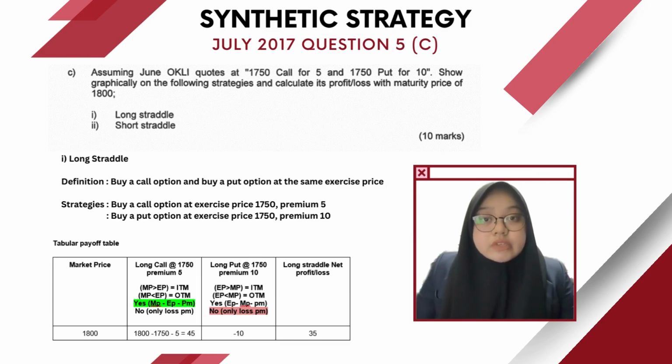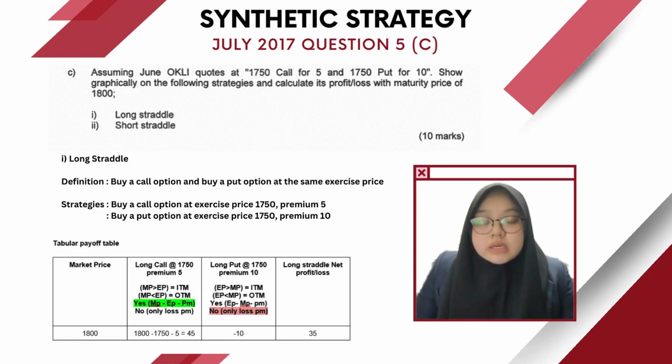Moving on to the next question, which is question C. The first one is long straddle. A long straddle is the definition where a buyer buys a call and put option at the same exercise price. So the strategies for this question is buy a call option at exercise price 1750 at premium 5 and buy a put option at exercise price 1750 at 10 premium.